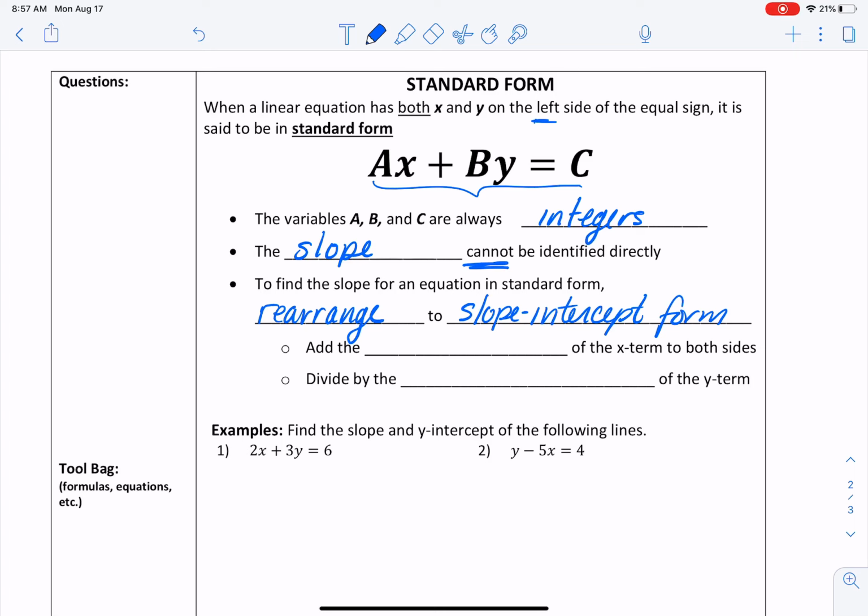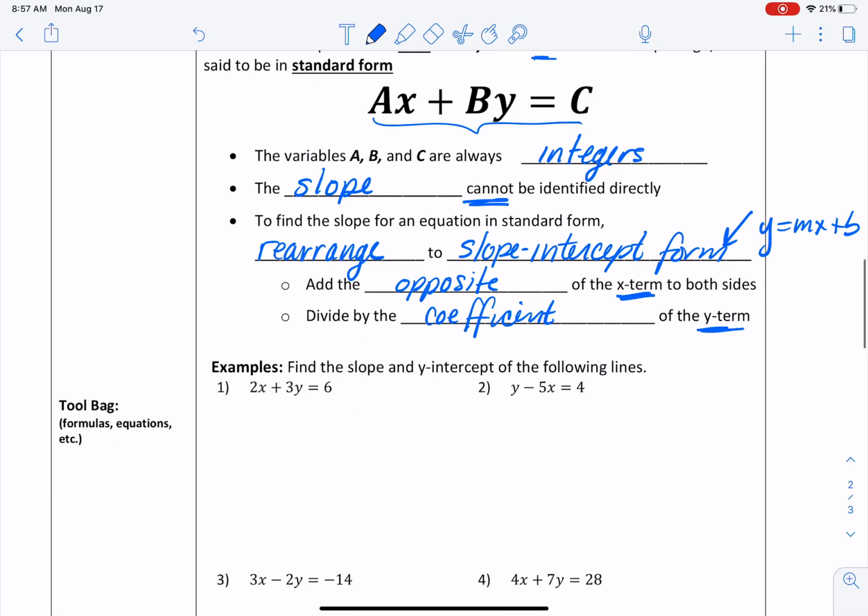To do that, remember slope-intercept is y equals mx plus b. To do that, we add the opposite of the x term to both sides. And then once we've done that, then we divide by the coefficient of the y term. So let's go through some examples of that.